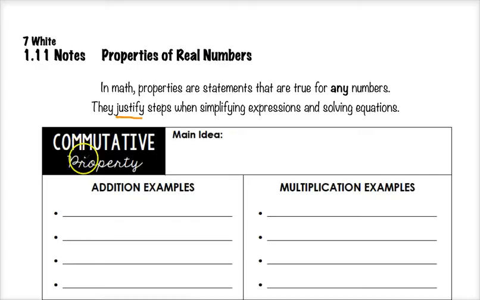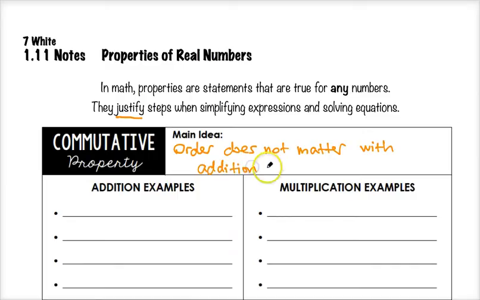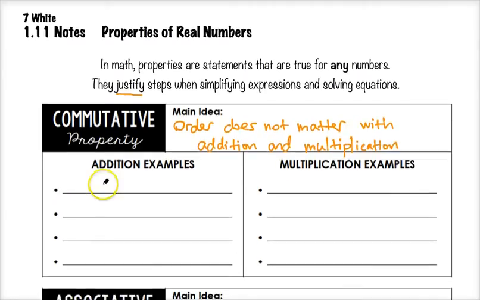Some of these you've probably seen before. We're going to start with the commutative property, and the main idea of the commutative property is that order does not matter, specifically with addition and multiplication. Most of these properties actually involve addition and multiplication. So let's look at some addition examples as well as some multiplication examples.